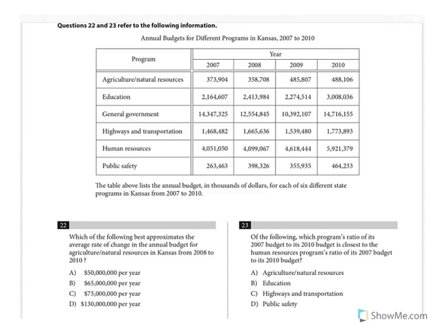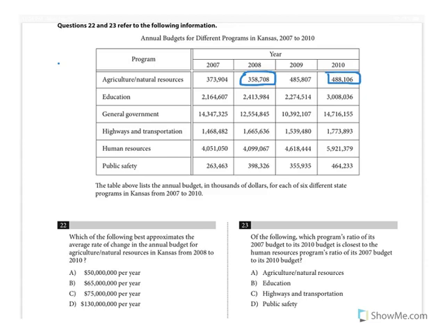The table above lists the annual budget in thousands of dollars for each of six different state programs in Kansas from 2007 to 2010. Which of the following best approximates the average rate of change in the annual budget for agriculture, natural resources in Kansas from 2008 to 2010? All right, so the average rate of change is going to be the slope. What is the slope? We're talking about agriculture, natural resources, from 2008 to 2010.